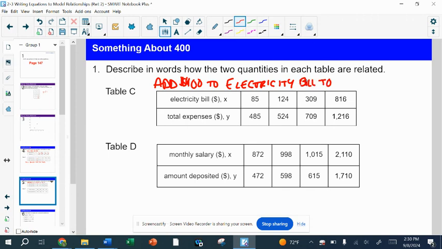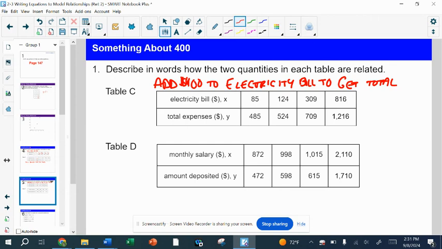That does say bill, sorry about that, to get total. And for table D, you get a monthly salary. So some people would get paid a salary, which means that they would know exactly how much to expect every single month. And then some people get all of that money deposited right into the bank. By the way, that's what deposit means, it means that your money is going into the bank.